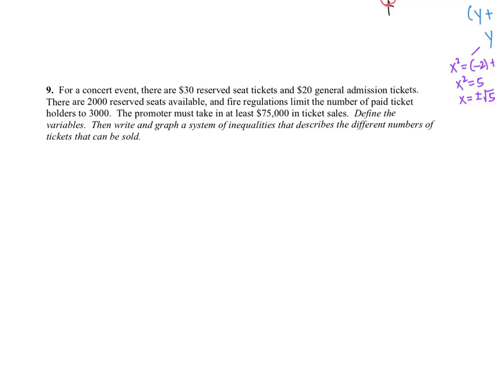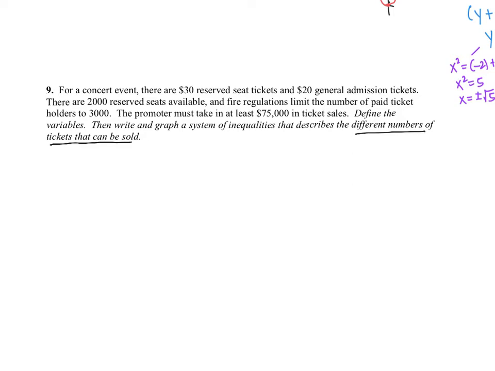Okay, last one was a word problem, but I made you graph it. But I'm showing you how now. Okay, I'm going to go to the question before I read it again. So it says, then write and graph a system of inequalities that describes the different number of tickets that can be sold. And that's because that way I can go back and figure out what the types of tickets that are sold are.